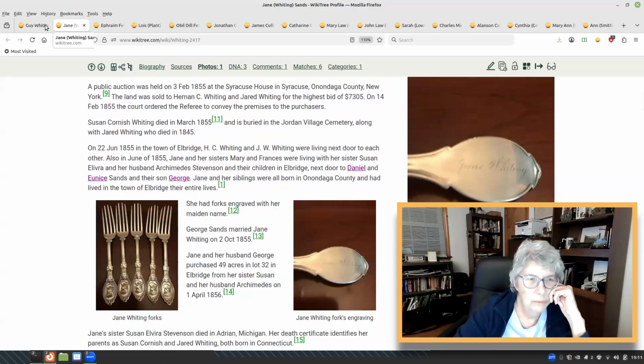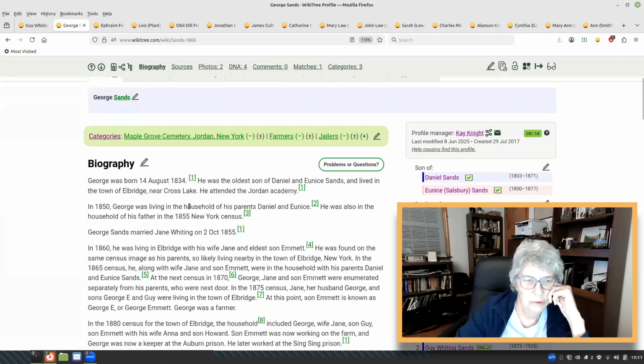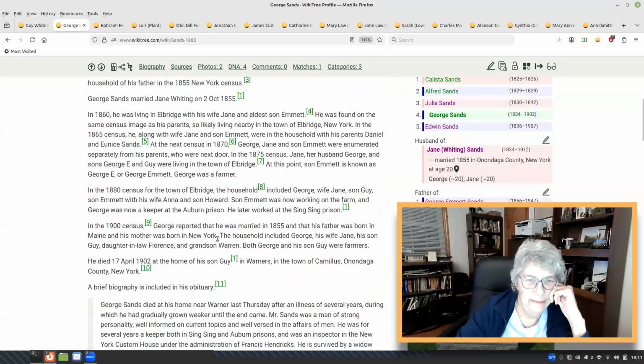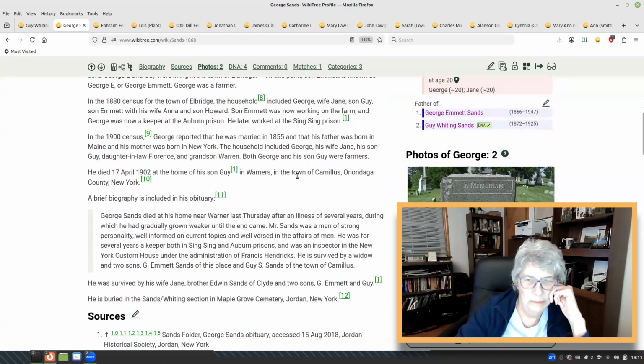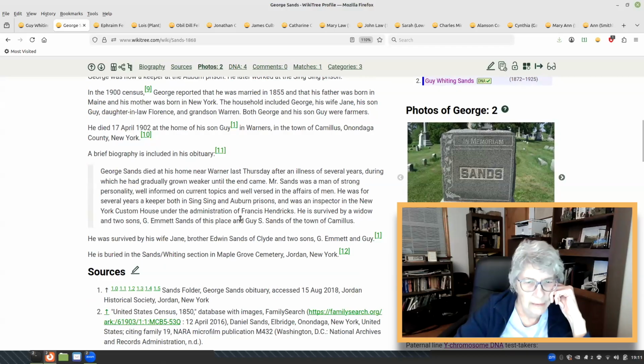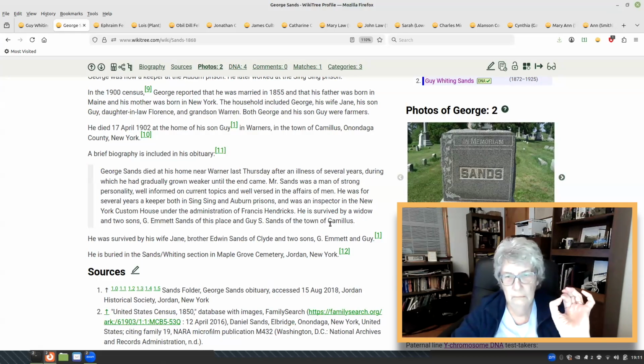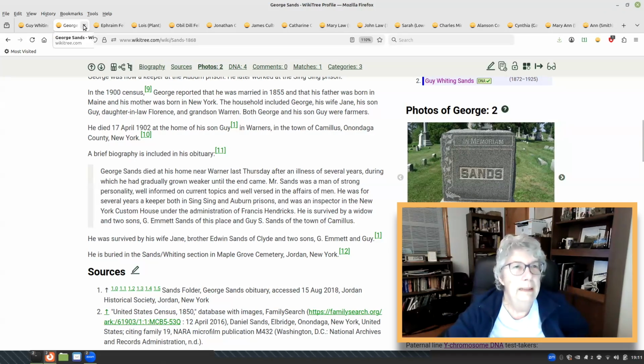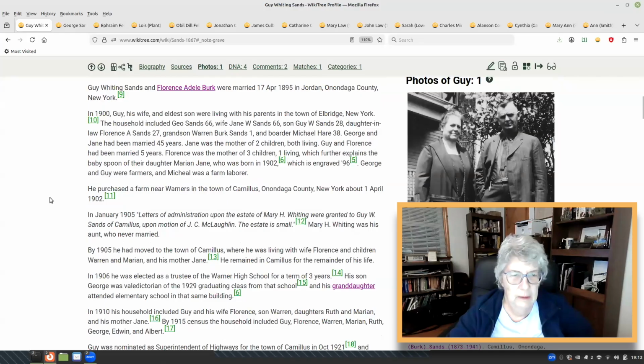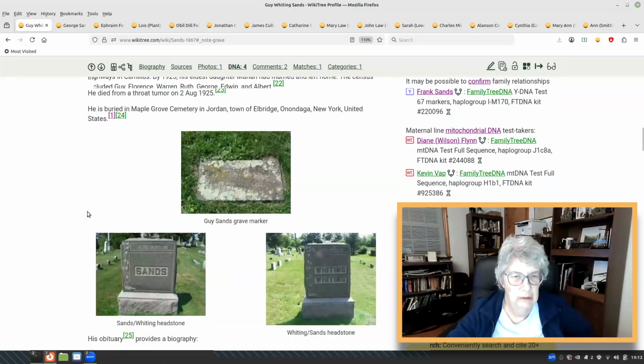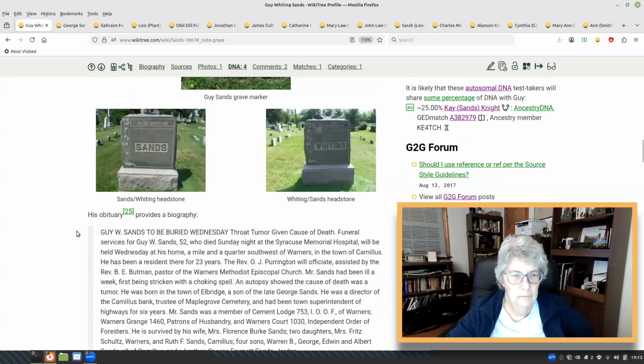And then we go to George, and he had his children living with him in the census and named in his obituary. He was a man of strong personality, and he worked at the Auburn prison. What can I say? So we have a DNA confirmation statement on Guy that goes back through George and Jane. And we have information for George and Jane and Guy that confirms their relationships.